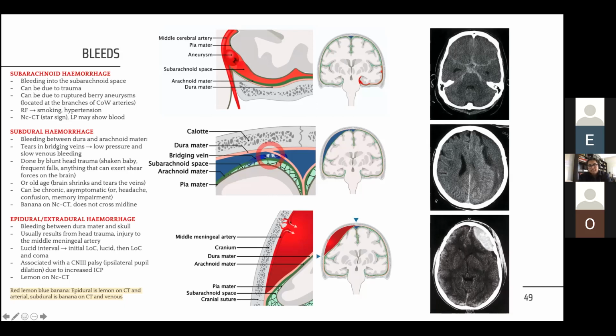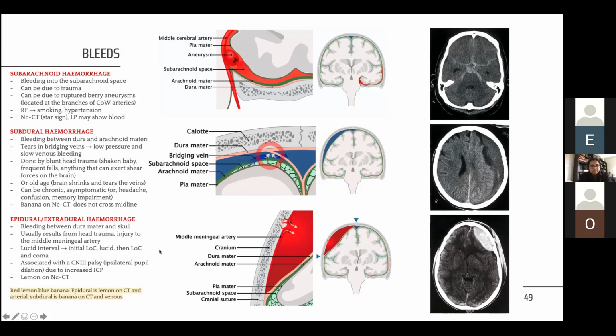Yeah, that's pretty much it, and it doesn't cross the midline. An extradural hemorrhage is bleeding outside the dura, between the skull and the dura, and it's most often because of trauma. Commonly, it can happen because of injury to the middle meningeal artery, which is easily injured. The buzzword for epidural hemorrhage is that it has a lucid interval.